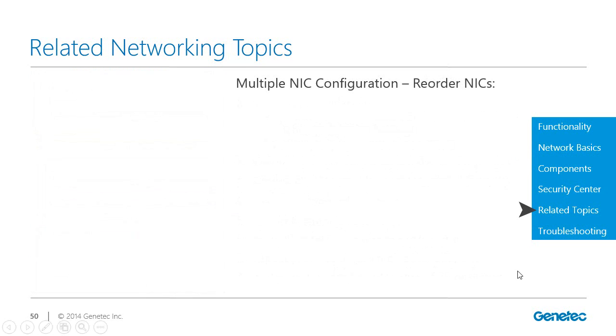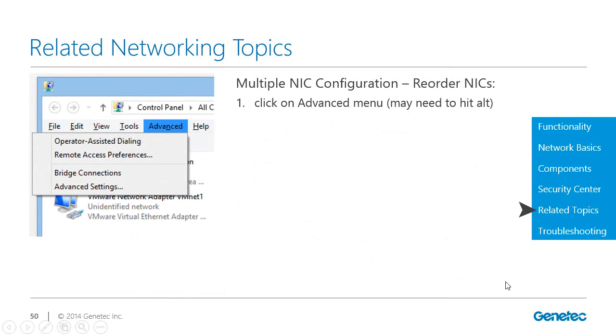We now need to make sure the priority NIC is the first one in the list of network adapters on the system. So from the list of network adapters, click on the Advanced option from the toolbar on the top of the window. Just note that this toolbar might be hidden by default. So hit the Alt key once and that'll bring it up on the top here, and you can select the Advanced option. From the Advanced drop-down menu, select the Advanced Settings option.